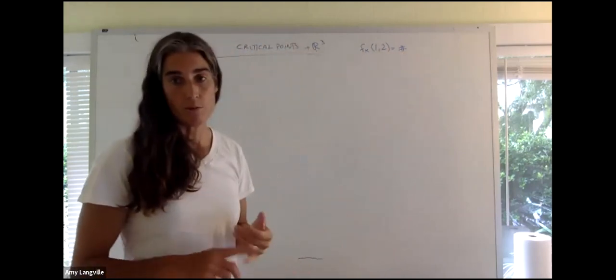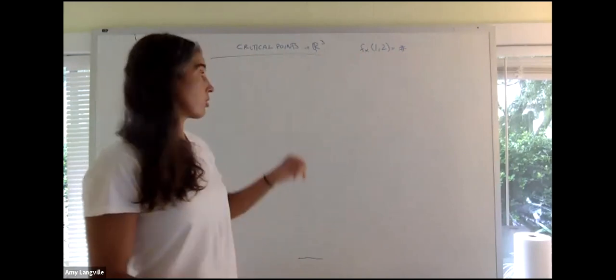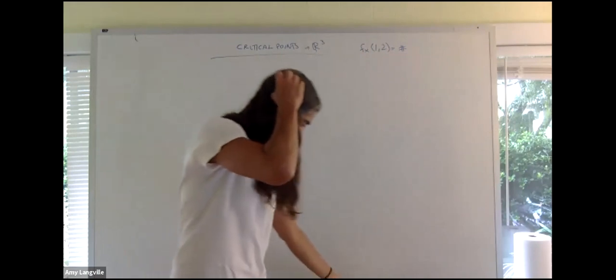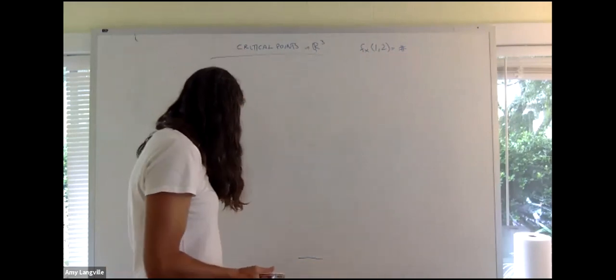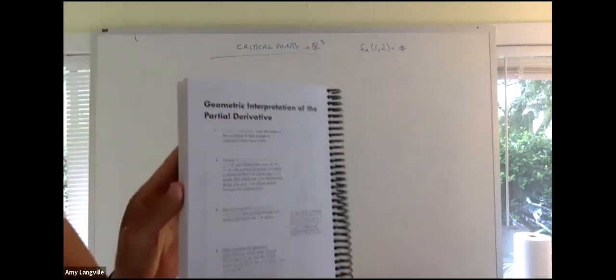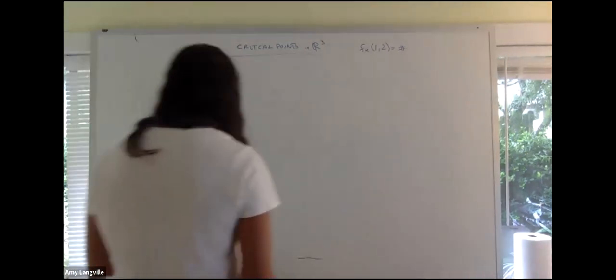We're going to now add a visual and geometric interpretation of what that means, and then relate those ideas to critical points in R3. Okay, so let's start with the visual aid. There's a page in your journal, Geometric Interpretation of the Partial Derivative. This will be a good one to do this activity at home. I'm going to do part of it here for you now.